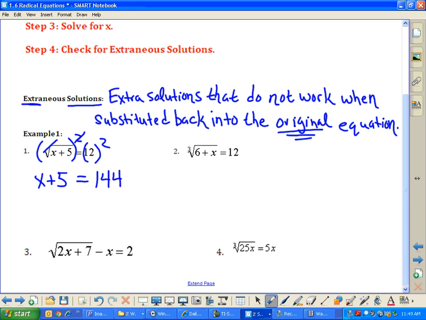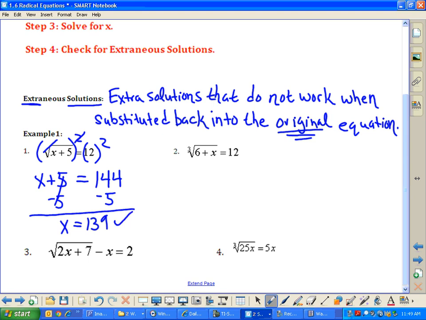In step 3, I have to solve for x. This usually requires us to go backwards through our order of operations again. I would just subtract 5 from both sides. Let me show you that. Here's me balancing my equation, subtracting 5 from both sides. So you get x equals 139. I'm going to go ahead and check this. When I check it, I'm going to take 139 and plug it back in for x in the original equation. 139 plus 5 is 144. The principal square root of 144 is definitely 12.